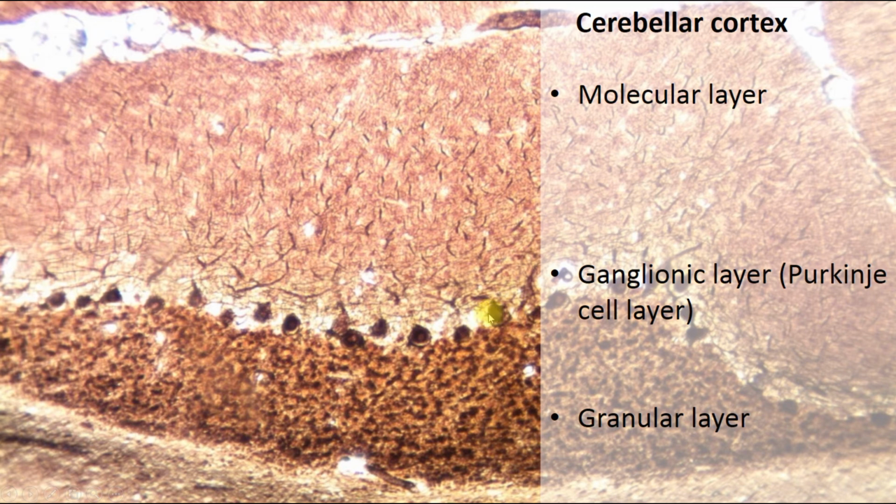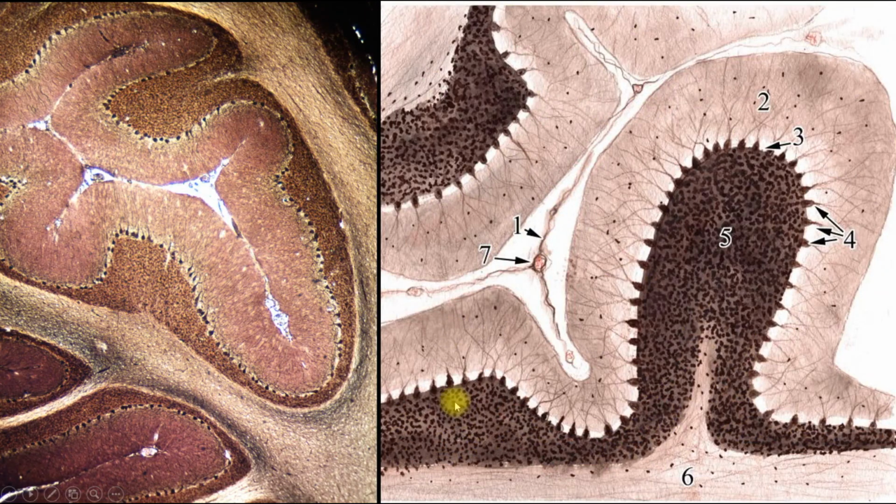So they are the main cells inside the cerebellar cortex, Purkinje cells. And their perikarya form the middle layer of the cerebellar cortex, and this layer is called the ganglionic layer. And let's look here. There are Purkinje cells, and their cell bodies, their perikarya, form the ganglionic layer. And here we can see this layer. It's the thinnest layer because it's composed of a single layer of cells.